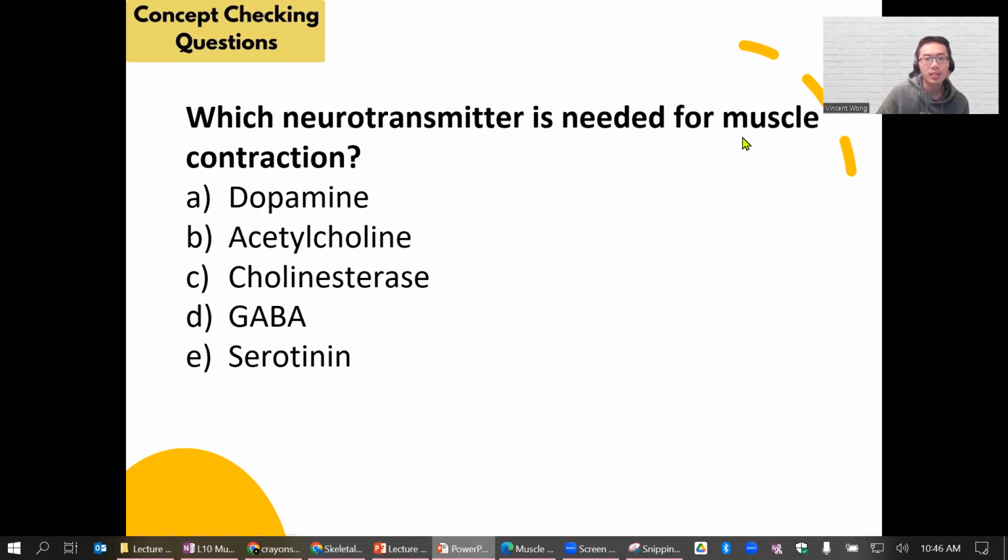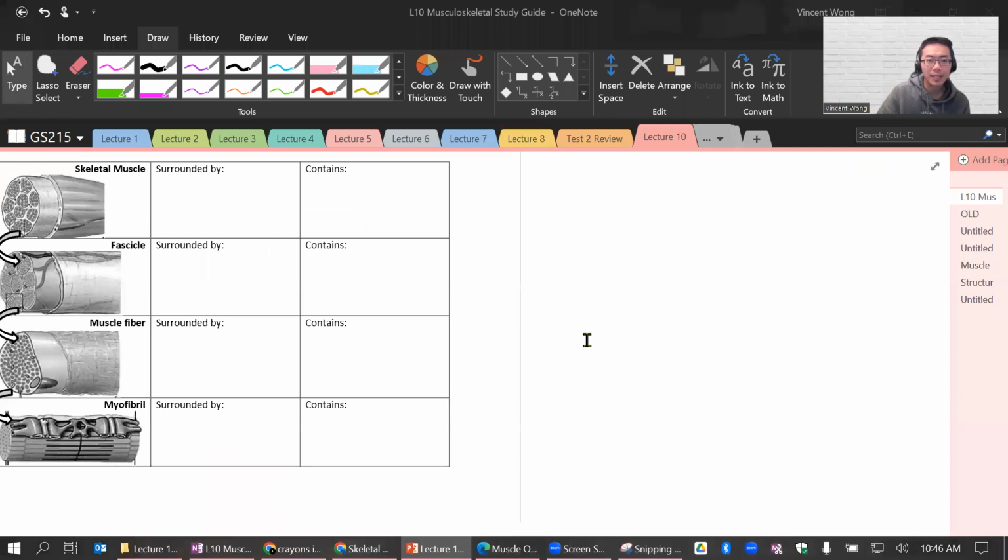Which neurotransmitter is needed for muscle contraction? If you have been listening, then you know it's going to be the acetylcholine. The cholinesterase is the one that's being blocked in the tetanus. We just didn't say the name, but that's okay. You don't have to know. That's all. All right.